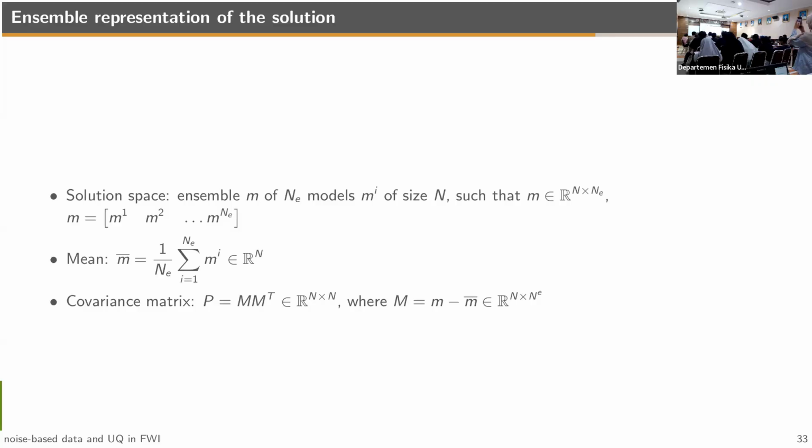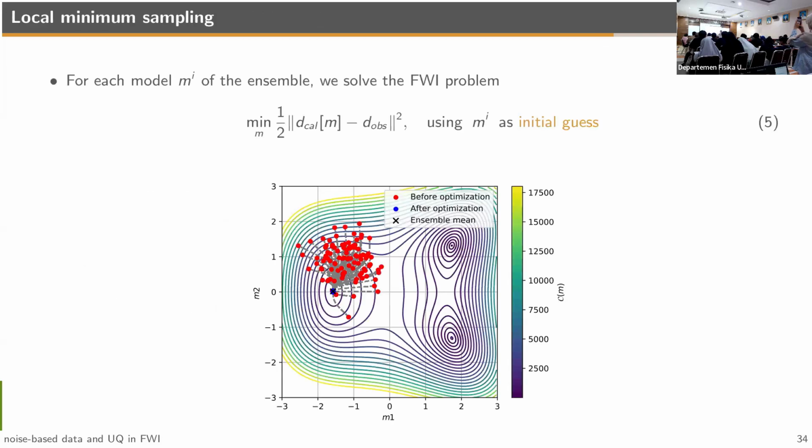The idea is therefore, instead of running a single inversion, to run an ensemble of inversions, each of them with a different model. And the idea will be to analyze where the different models go towards the minimum. And thanks to this ensemble of models, we will be able to tell something about the uncertainty.